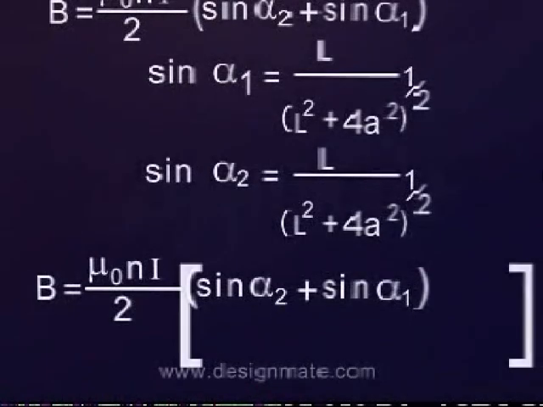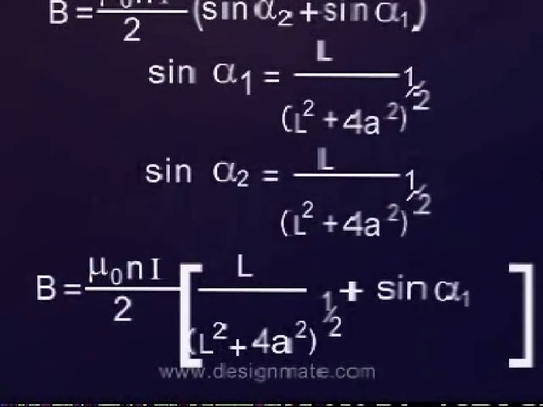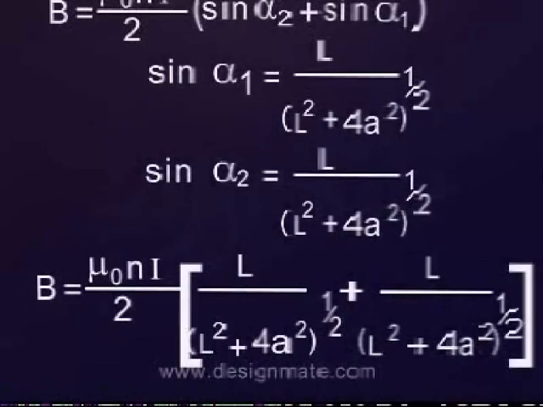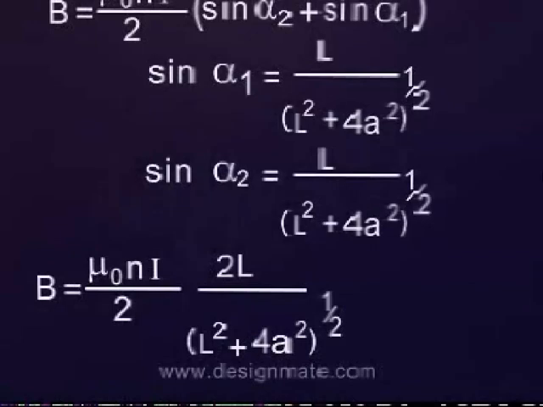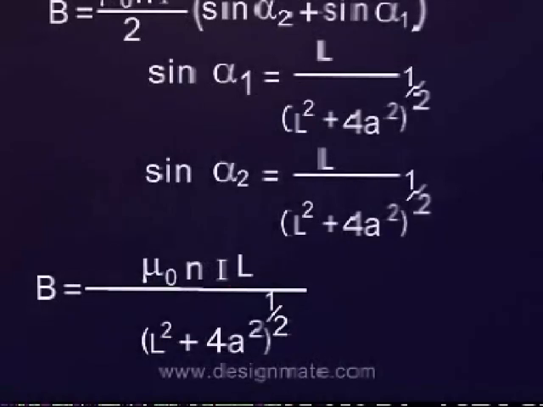Using these values for sin alpha 2 and sin alpha 1 in the expression for B, we get B is equal to mu0 nI upon 2 into 2L upon (L square plus 4a square) raised to half. Therefore, B is equal to mu0 nIL upon (L square plus 4a square) raised to half.